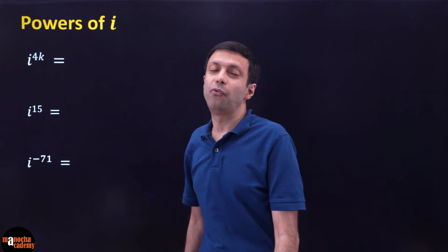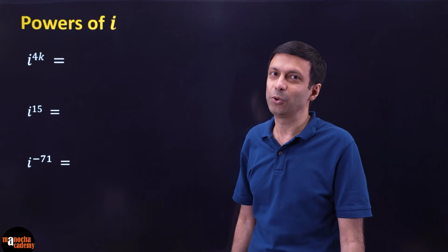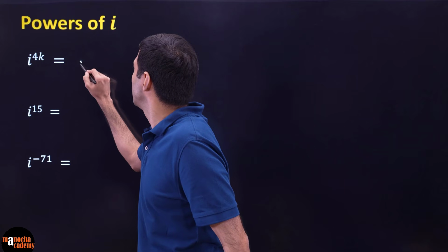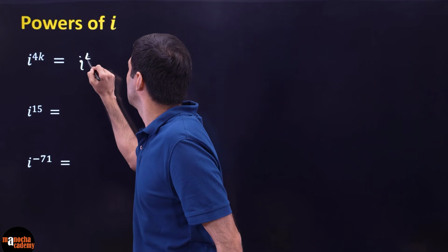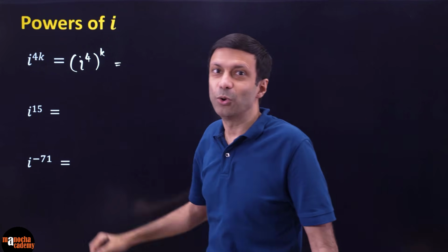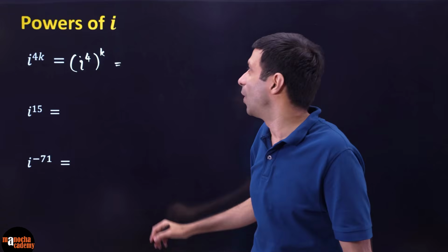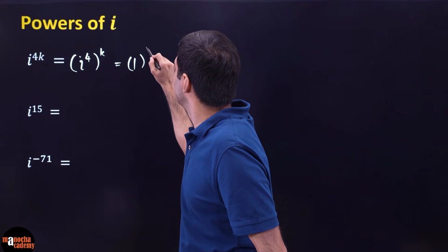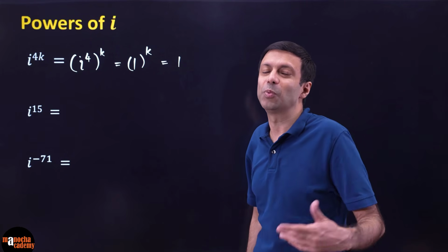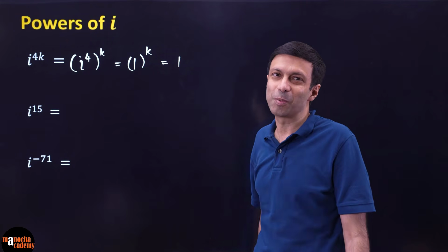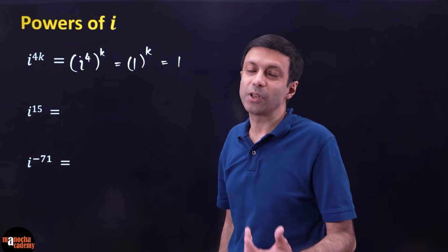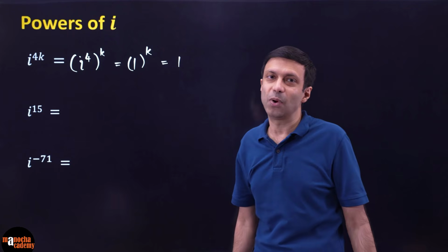i to the power 4k. So what will you do here? You can use some exponent tricks here. We can say i to the power 4k is i to the power 4, to the power k. And we know that i to the power 4 is 1. So we are getting 1 to the power k, which is simply 1, because 1 times 1 times 1, k times, the answer is going to be 1. So simple. See, bringing it to i to the power 4 is very useful because it is simply 1.